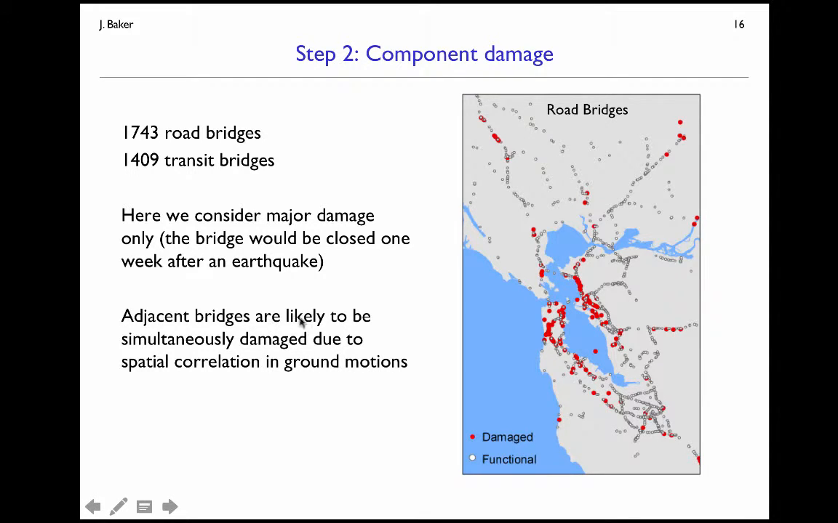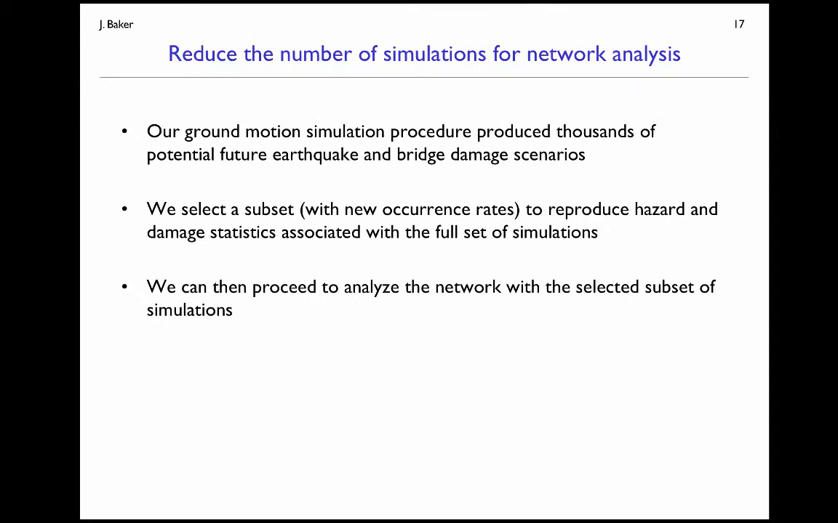The other thing I'll note is that because of similarities in ground shaking intensity at adjacent locations, it's likely that adjacent bridges will also be simultaneously damaged. So you can see, for instance, in this realization, a lot of clustering of damaged bridges around Oakland and around San Francisco because of that effect. And that obviously has an impact when we look at the network analysis and network effects, in the way that this damage causes impacts to users. So that's naturally carried through in a Monte Carlo approach like this.